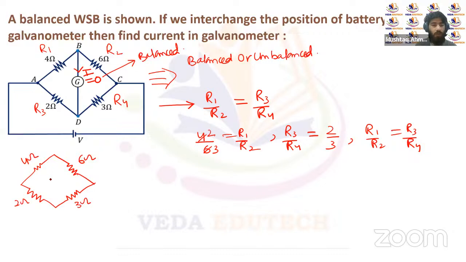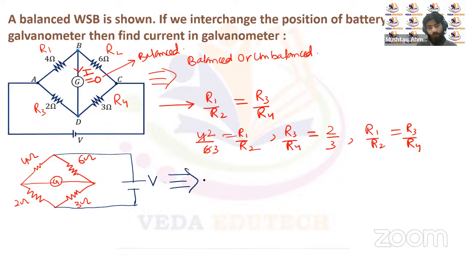Now what we have done is just changed the position of the battery and the galvanometer. We will connect the galvanometer across these two ends, like this. And the battery will be connected across the cross diagonal, the second diagonal. We'll connect the battery here like this. So this will be the new circuit for this condition.